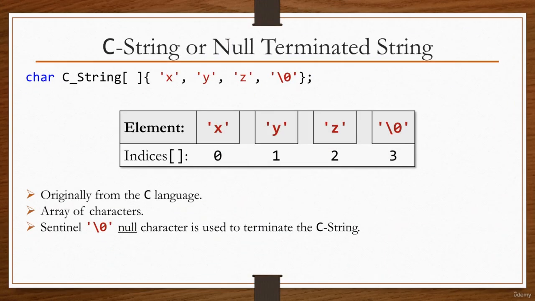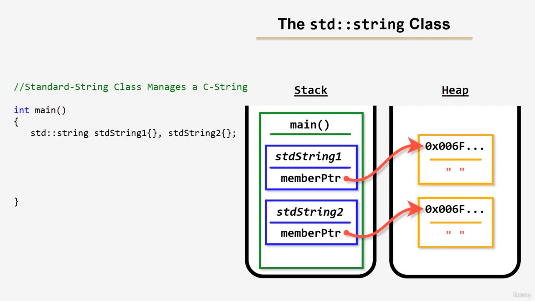Hey, in this lesson we will discuss C-strings or character sequences, which are basically arrays of characters which are terminated by the null character. We will also discuss characters in a bit more detail, and the ASCII table, and the fact that we have specific codes that represent specific characters. We will also discuss the C++ string class, which basically is a wrapper class that manages a C-string.